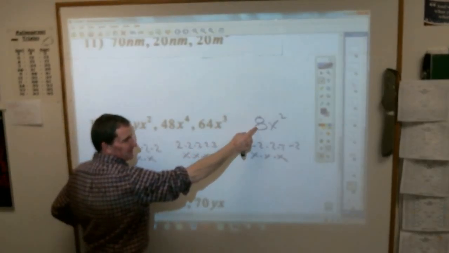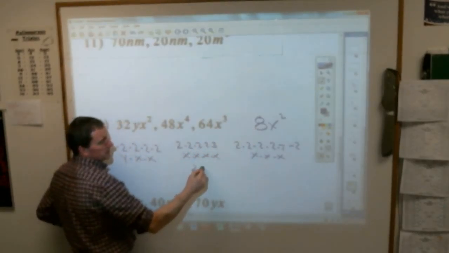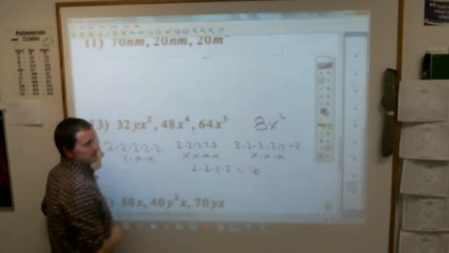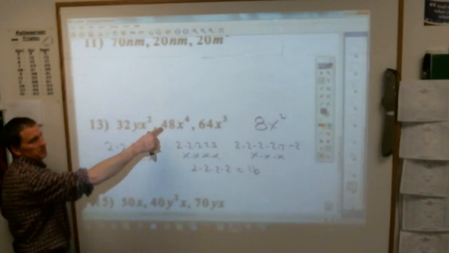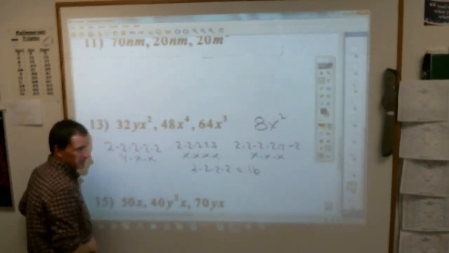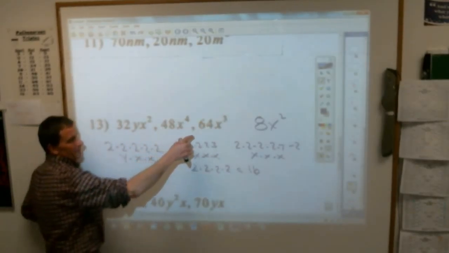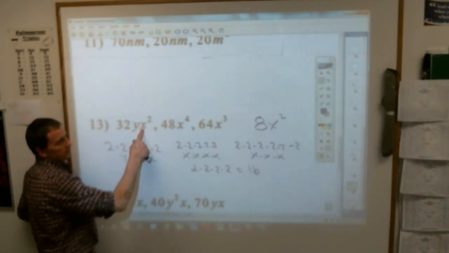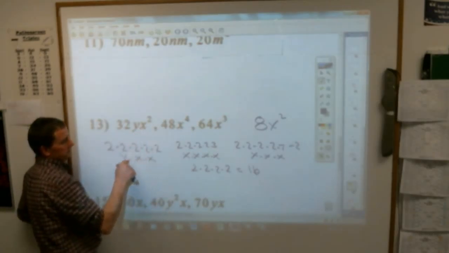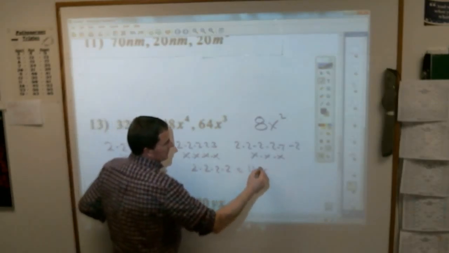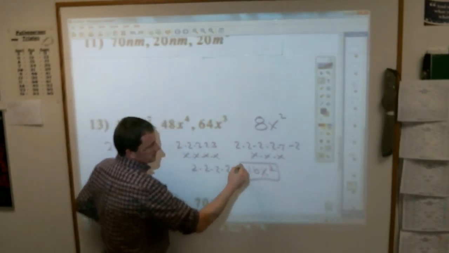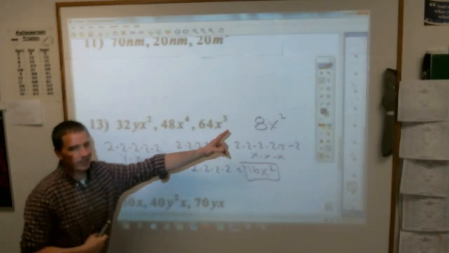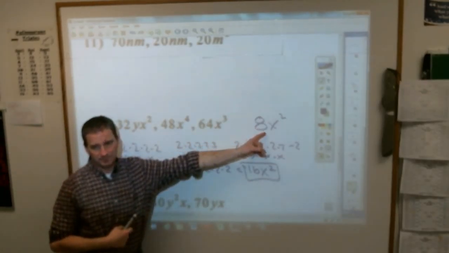Should not this have been a 16? Because 2 times 2 times 2 times 2 is 16. 16 goes into 32, 16 goes into 48, 16 goes into 64. And what do they have in common as far as letters? Well, 2 x's. 2 x's is the most they have. So the answer should have been 16x squared. A number higher than 8 went into that.